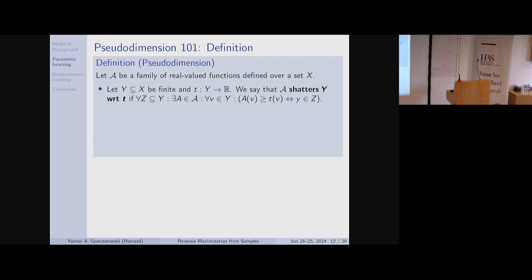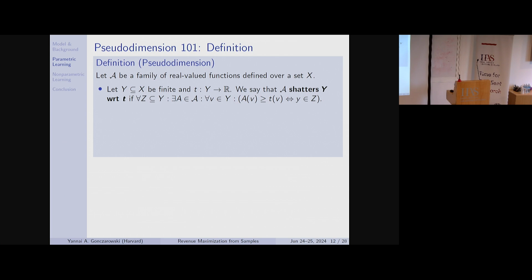Sorry. Z is this, and whichever others. There exists an auction, a real valued function from this family, that on each of the samples in Z gets value higher than the threshold, and on each of the samples not in Z gets value lower than the threshold.